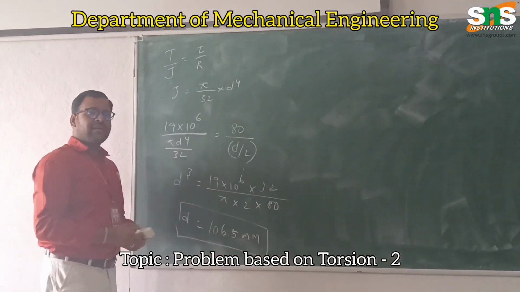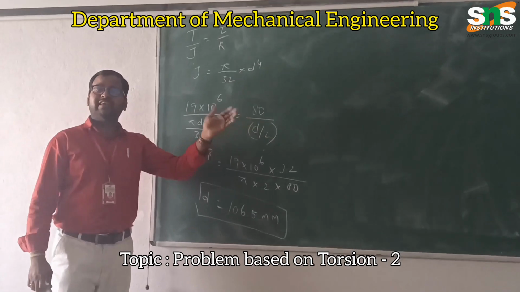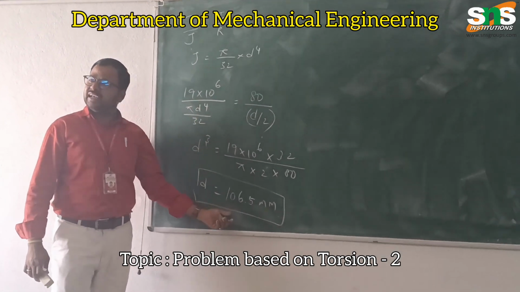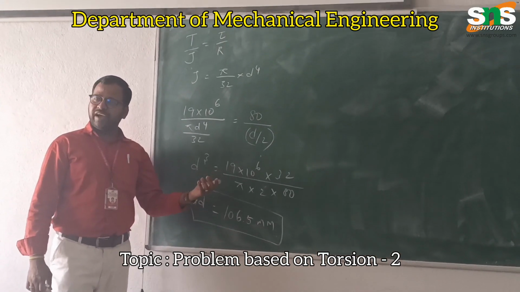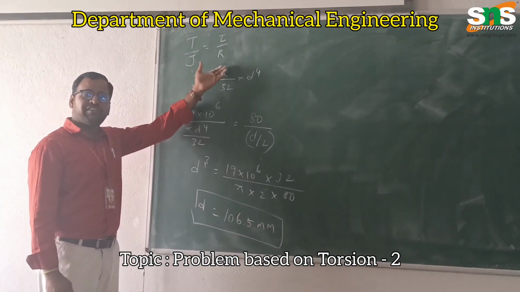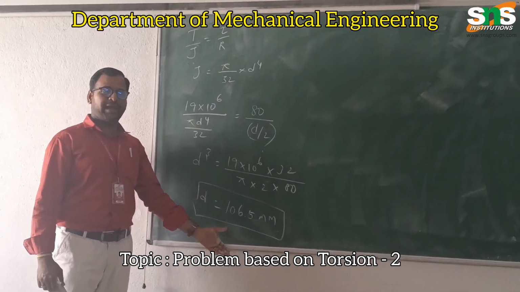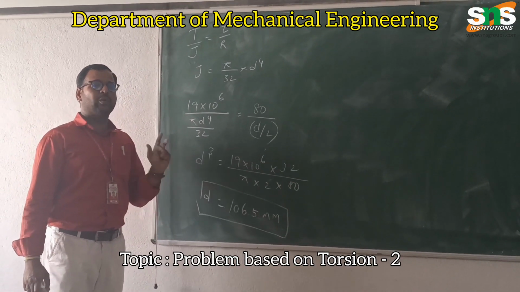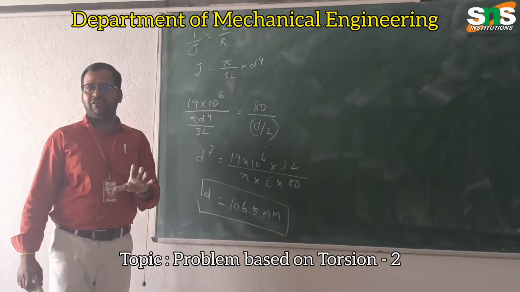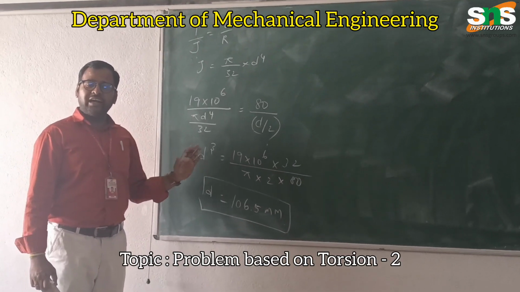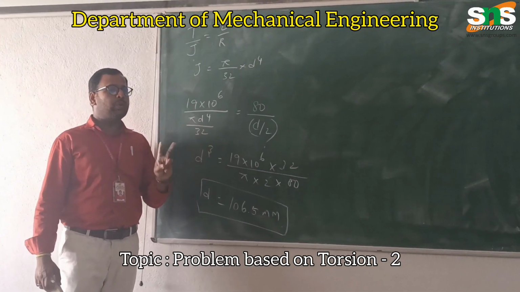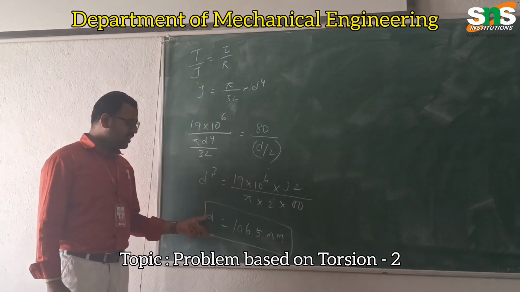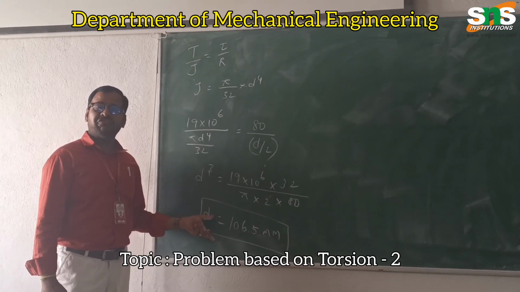So could you now check it? In the previous sum, T is equal to pi by 16 into tau into d cube. So that also gives the same value. Or otherwise, you can equate the torsion equation like this, and you also get the same answer. From the exam point of view, you can use any one of the formulas to calculate for the solid shaft. Here, a hollow shaft means we have two diameters, the inner dia as well as the outer dia. So this is the solid shaft diameter.